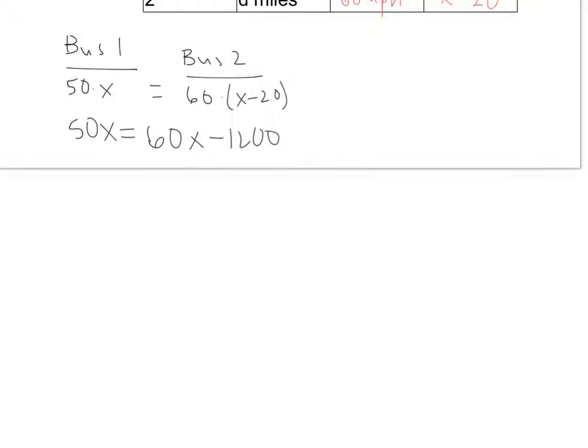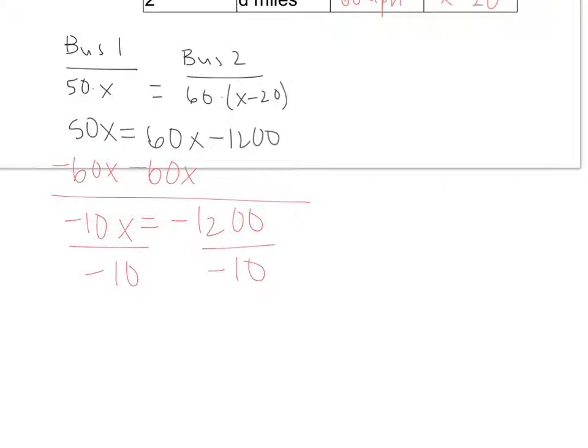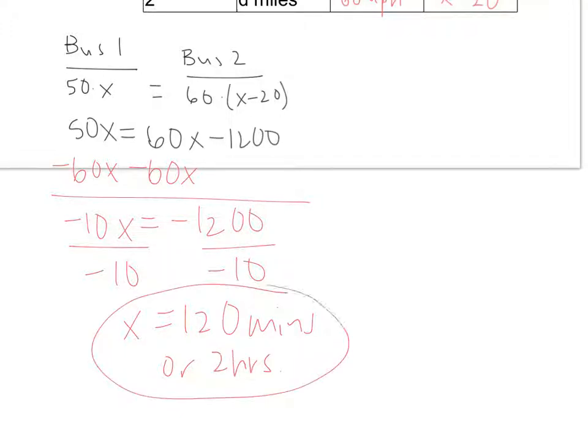And let's solve this problem. So I'm going to get the x's on one side, so subtract 60x and get negative 10x equals negative 1,200. Divide by negative 10, and I get x equals 120, so that'd be minutes, right, if x is in terms of minutes, which we said it was, or this would be 2 hours. So this would take bus 2 2 hours if it left 20 minutes later, traveling 10 miles faster than bus 1 to actually meet and pass bus 1. So this is the answer to our problem here.